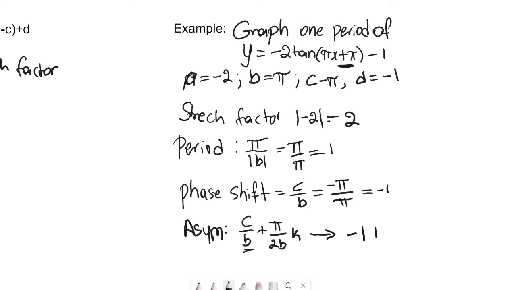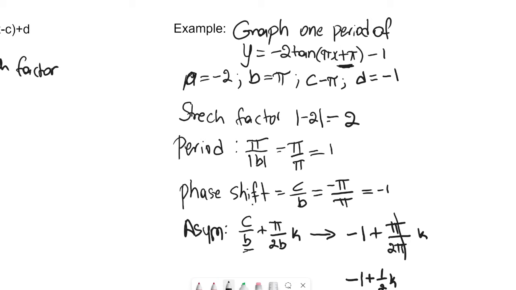So it's -1 plus pi divided by 2 times B, which is pi, times some integer K. Let me erase the absolute value here. It shouldn't be there. If I simplify this a little bit, you can get rid of the pi's. So this would be -1 plus 1/2 times K, where K is an integer.